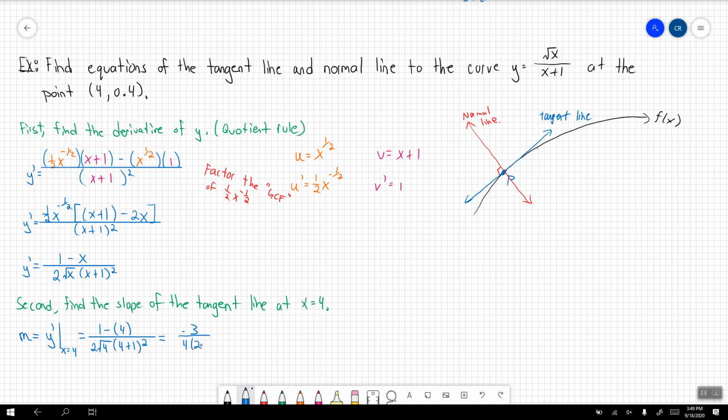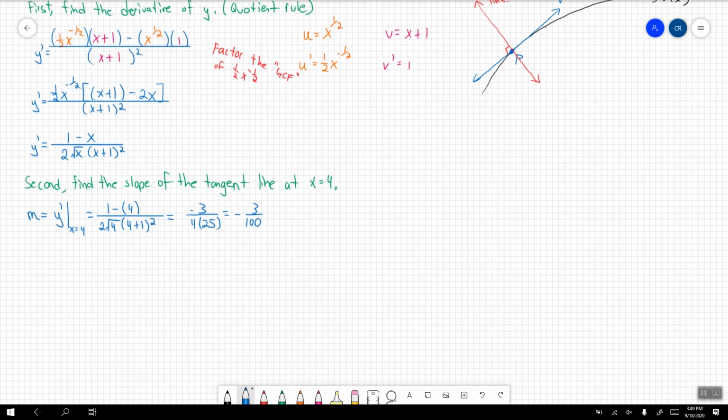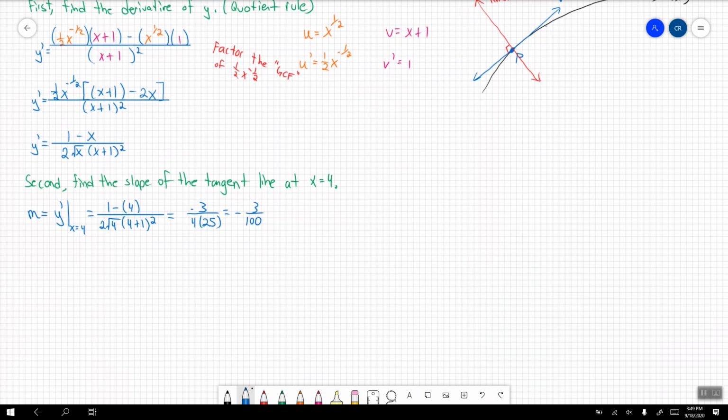5 squared, that's going to be 25. 4 times 25, that's 100. So this is negative 3 over 100. Look at that. That is beautiful. That is awesome. So there's your slope, there's your slope for the tangent line at x is equal to 4. Great. And we've actually now done the really hardest part, which is find the slope.